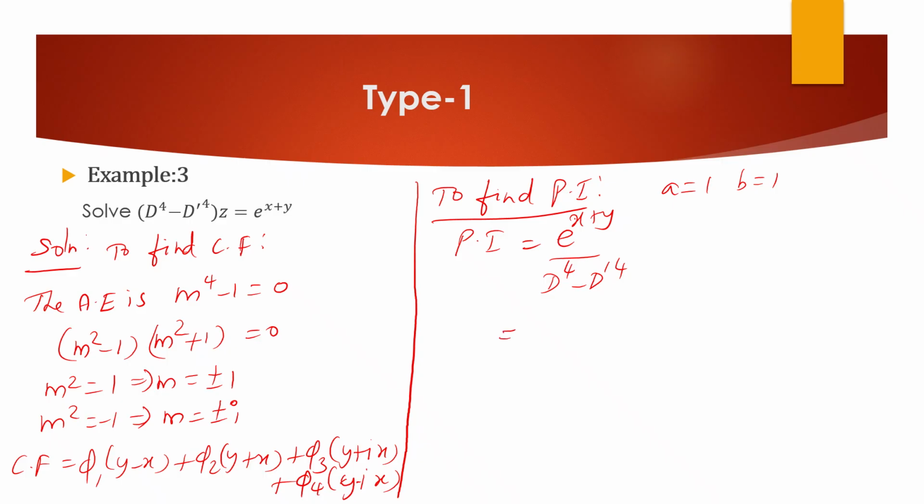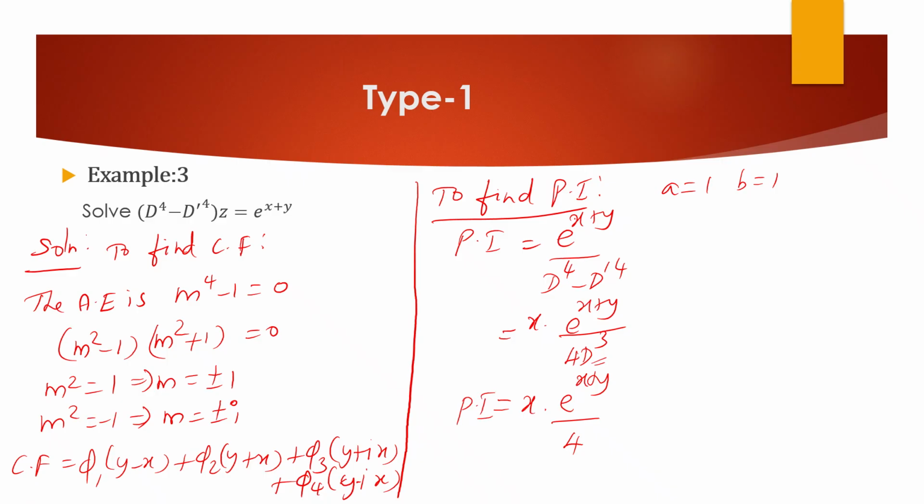When you replace D by 1 and D dash by 1, we are getting the denominator 0. So we have to take x in the numerator and then differentiate the denominator with respect to D alone. So it is 4D cube. Now when you replace D as 1, you get x by 4 into e power x plus y. That is our particular integral is x into e power x plus y by 4. So here we have replaced D by 1, so that comes as 4 into 1, that is 4 only. So this is our particular integral.